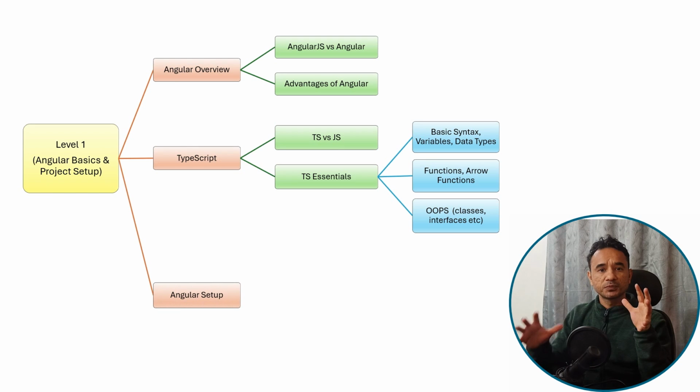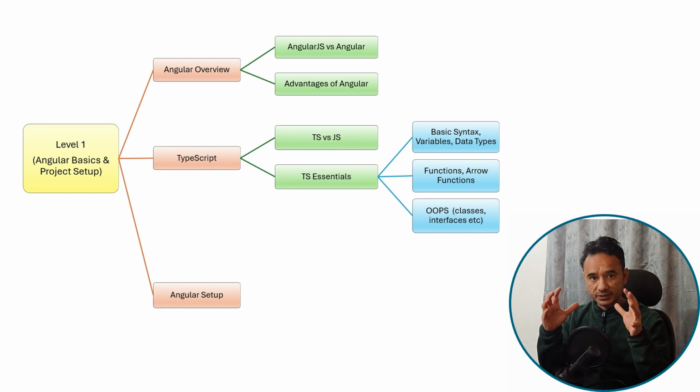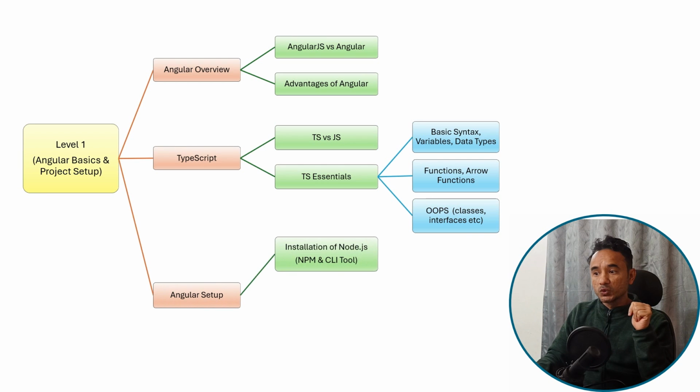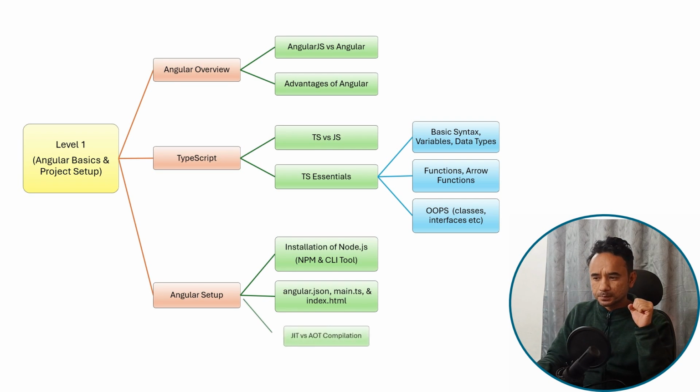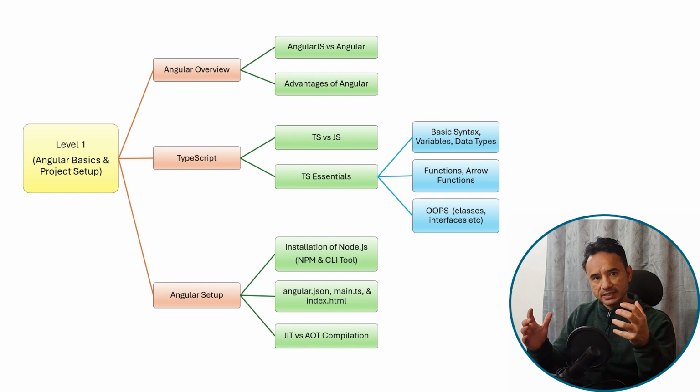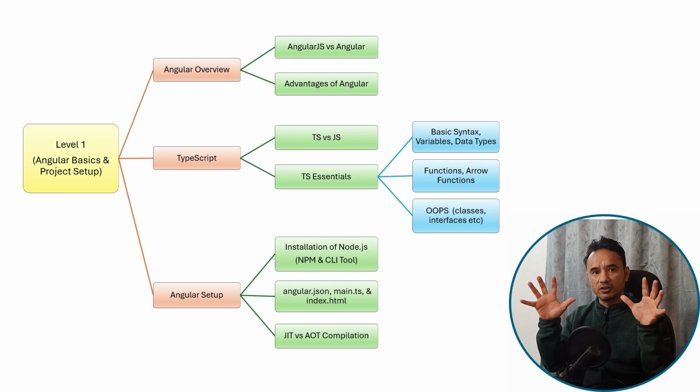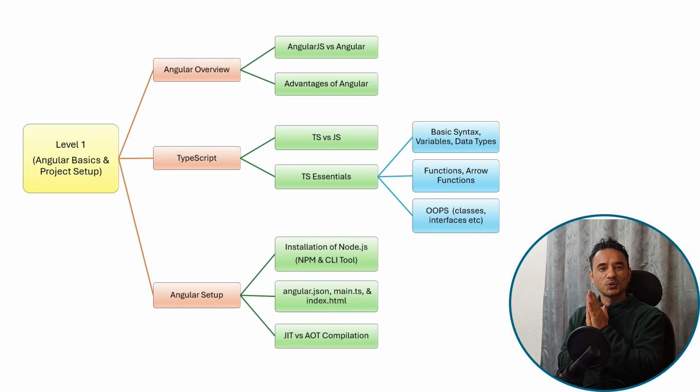Next, it is time to set up your first Angular project. Here you have to learn how to use npm, how to install Node, and the CLI tools to create Angular projects. Then get familiar with these files, angular.json, main and index files, which are the main files of the Angular project. Okay, and finally have a high level idea about what JIT and AOT compilation are, and do the comparison, high level. Okay, great. So that is the first step of your Angular journey.